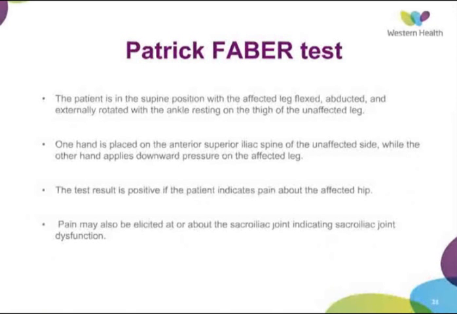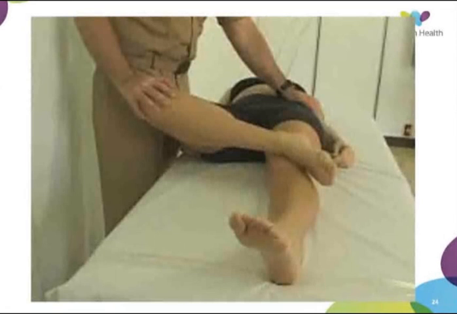To do the FABER test, normally the patient has to be supine on the bed, and the affected leg has to be flexed, abducted, and externally rotated, with the ankle rested on the thigh of the affected side. Then the examiner puts one hand on the anterior superior iliac spine on the unaffected side, and applies some downward pressure on the affected leg. This test will be positive if the patient has pain in the affected hip. This also can be a sign of problems in the sacroiliac joint, and people who have sacroiliac pathology will also have a positive test. Picture of how to do the test.